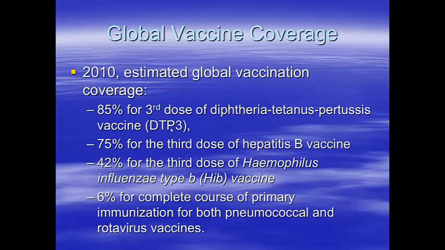Now, in some areas of the world, it won't be 85%. Those low-income countries with weak healthcare infrastructure will have lower rates than that. But that's the overall figure for the world. 75% of the world's children are getting 3 doses of hepatitis B vaccine, and not quite half are getting the Haemophilus influenzae type B.